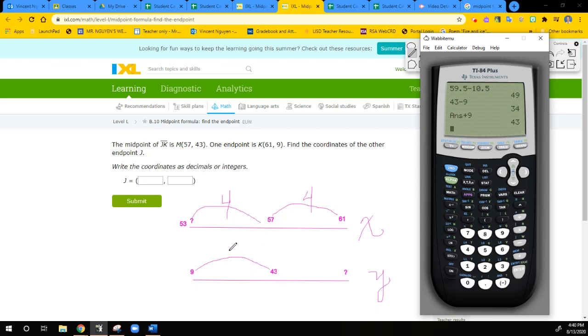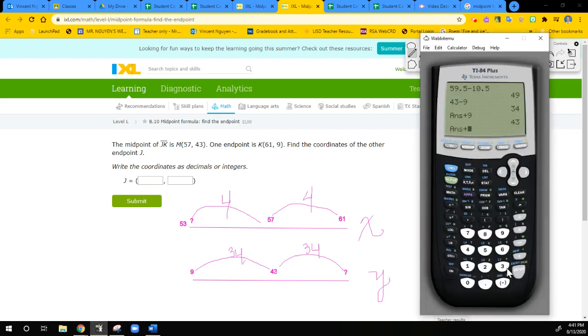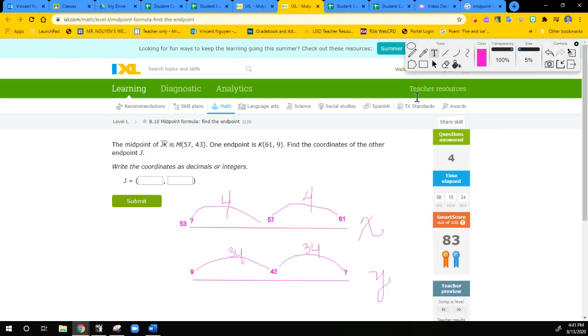So 34 is my number here. That means I have to go 34 to get to here. Well, what's 43 plus 34? 43 plus 34 is 77. So the number back here has to be 77, right? The number back here has to be 77. Okay? So that's how you do this.